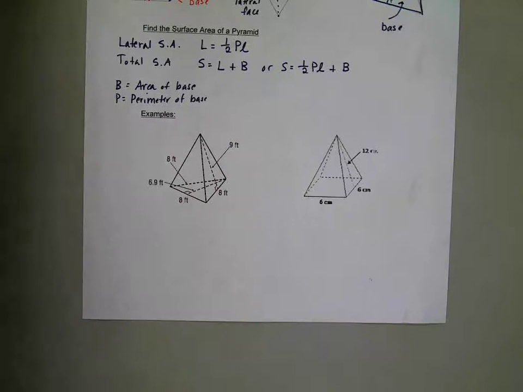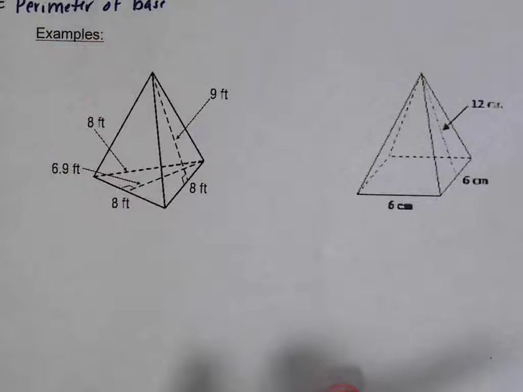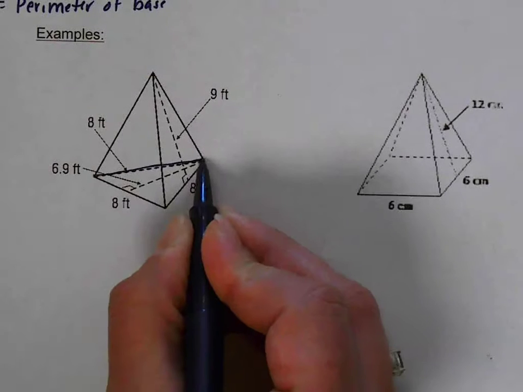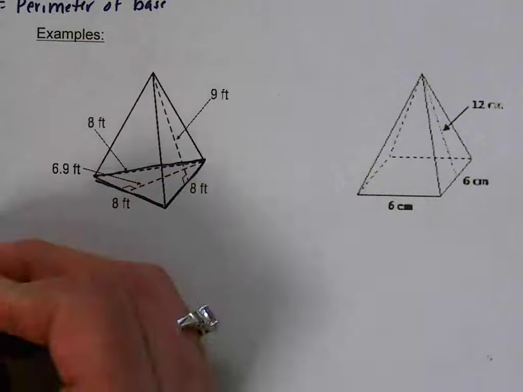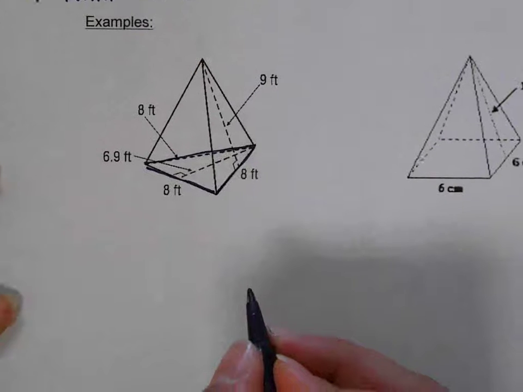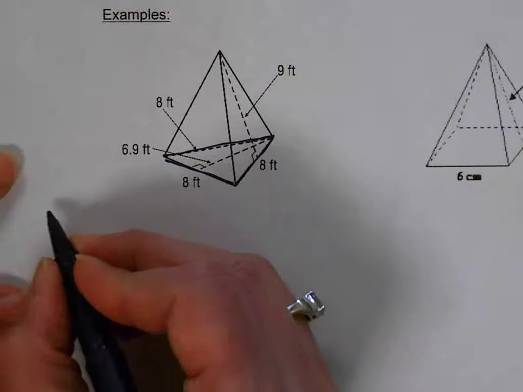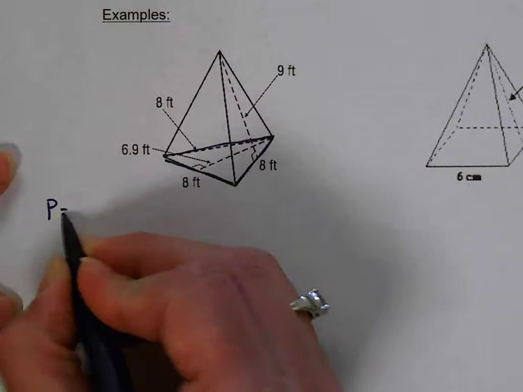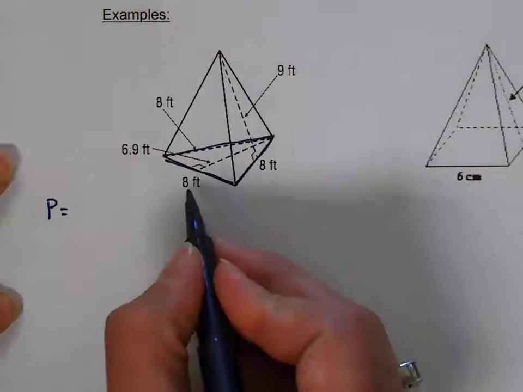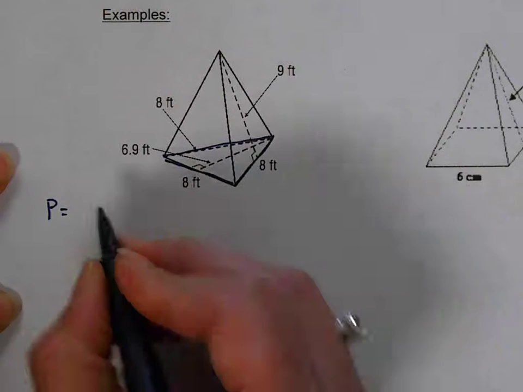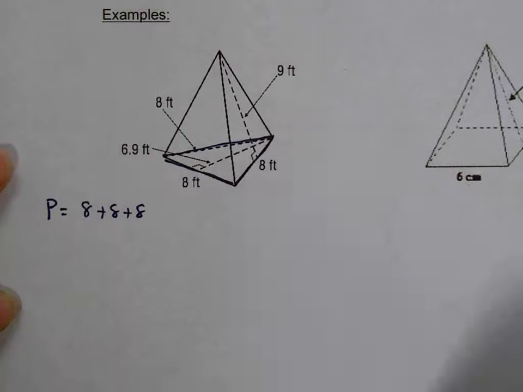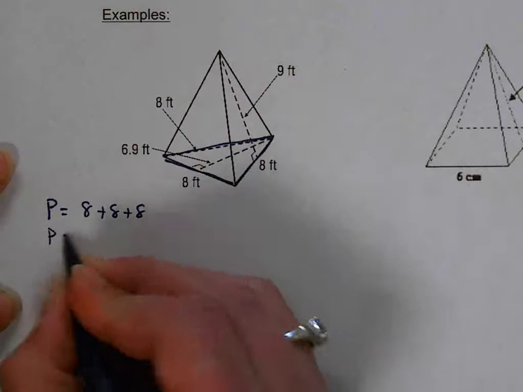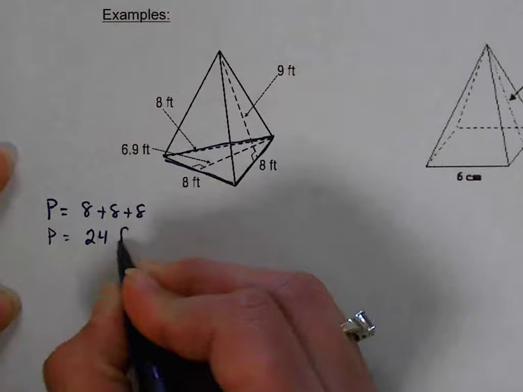Here we have a triangular pyramid. So the base of our pyramid is a triangle. Here's that base. Okay, I'm going to start with the perimeter. And all of my sides are equal. So I have 8 plus 8 plus 8, or you could say 8 times 3 is 24 feet.